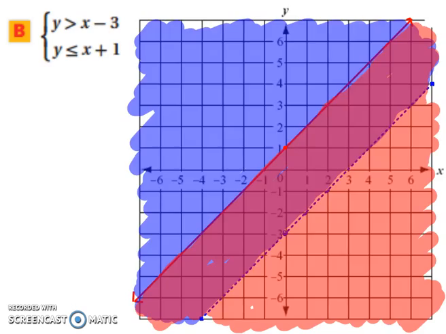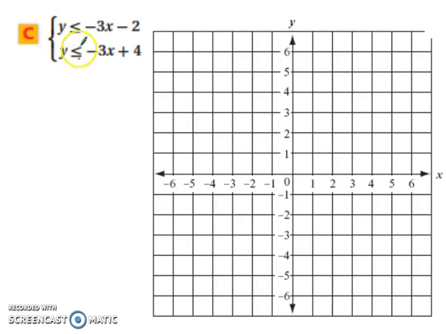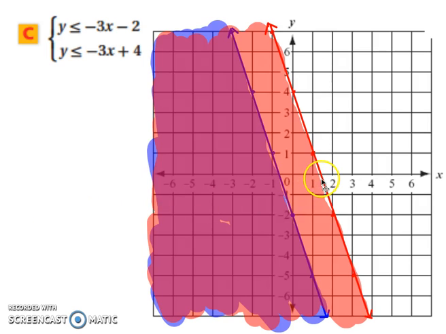Let's try this one. Graph both inequalities. So notice how in this one, both inequalities were shaded below, which means that double shaded region here would be the solution set. So any points in this double shaded region will be a solution. Keep in mind, if you had 3 inequalities, the solution set would be the area that has all 3 areas shaded.